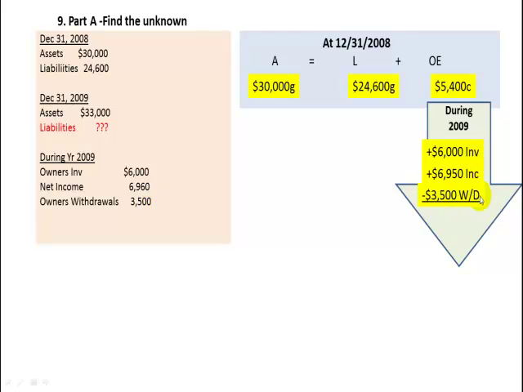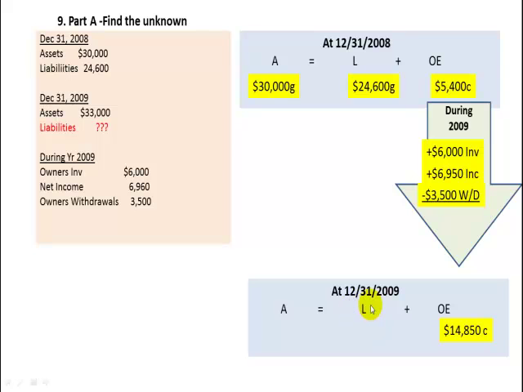And when you take these 3 things that affected owner's equity, and combine them with the beginning owner's equity, you will get the ending owner's equity. So the ending owner's equity is just 5,400 plus 6,000 plus 69.50 minus 3,500, or the ending owner's equity at 12/31/2009 is going to be 14,850.